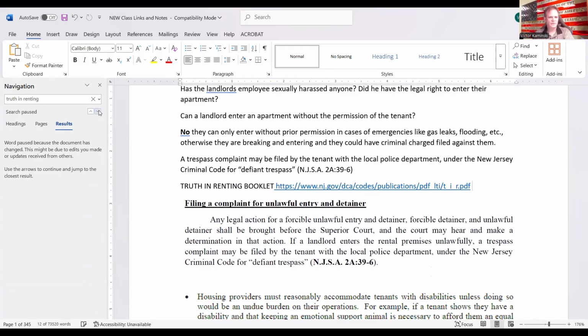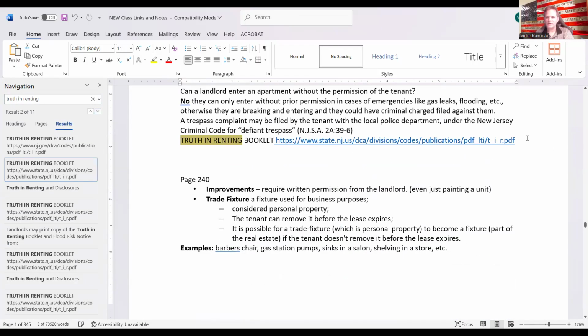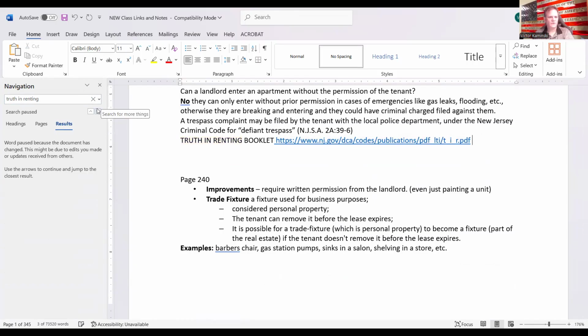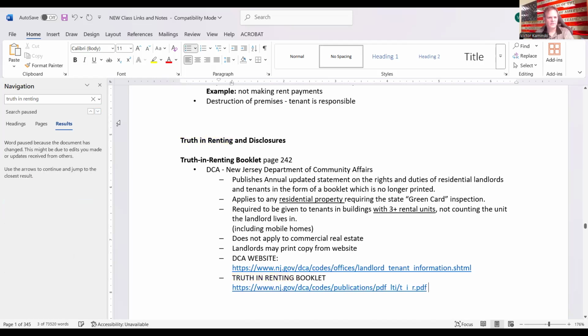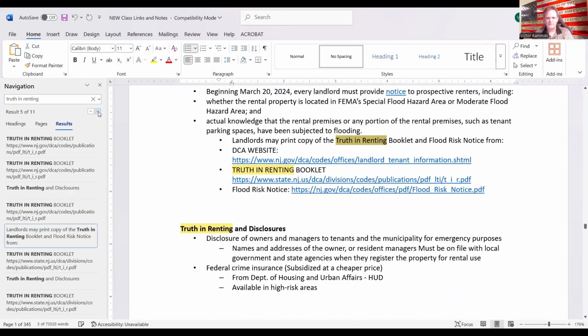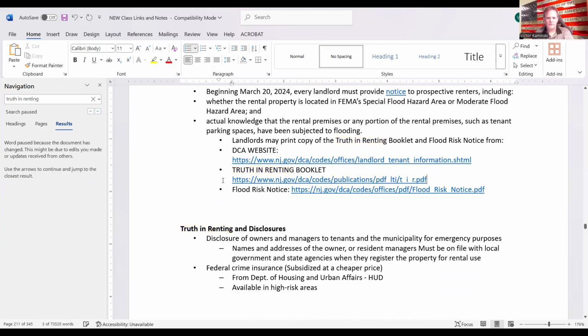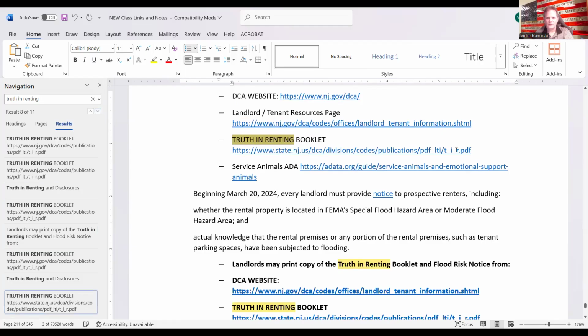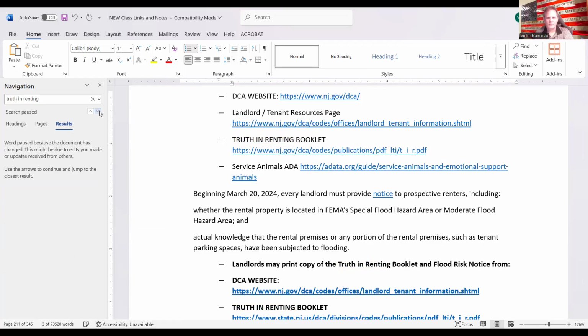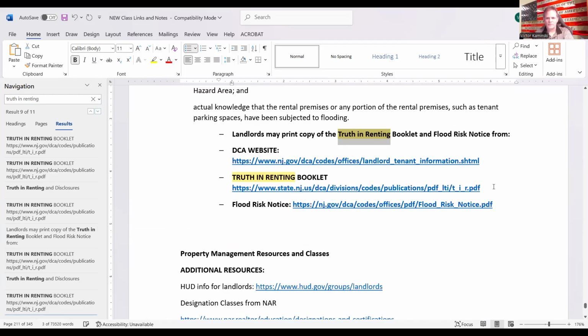All right, let me see. Is there another place? Okay, there's another place here where I have that booklet. Yeah, that was wrong. Okay, so in an earlier chapter, I had the right link. I think I gave it to you in an earlier chapter, but let me make sure I got the right information in all these places. Let me see, I've got this in 11 places. Truth in Renting booklet. Boom. Truth in Renting booklet.